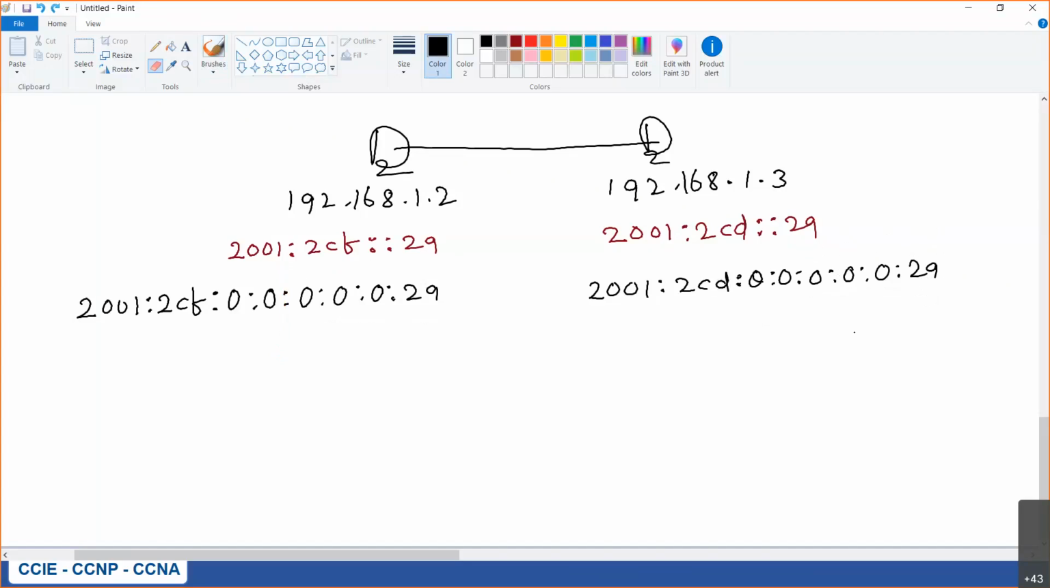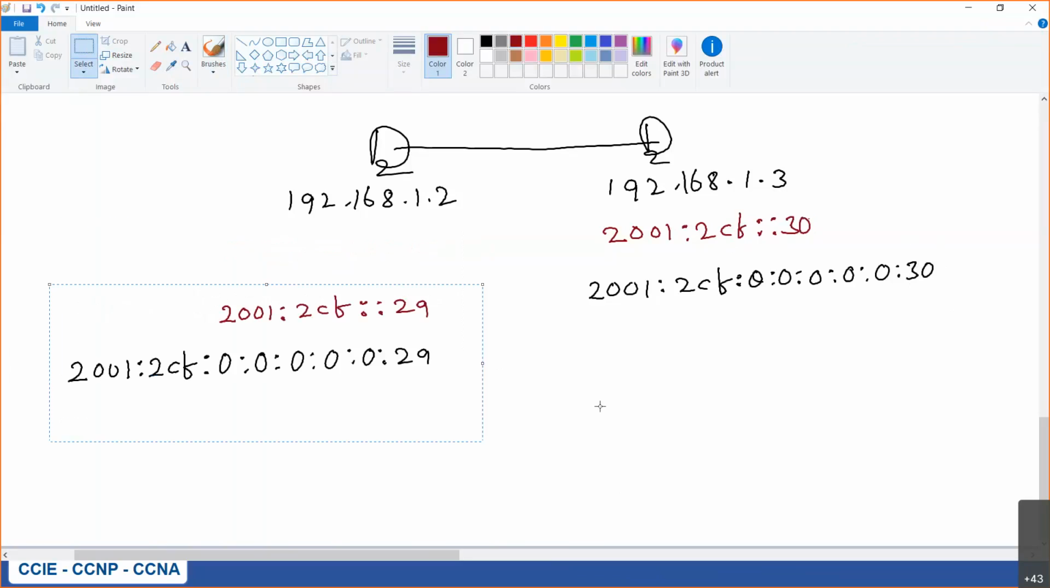So let me change it to CF. Now the 29, make it a 30. Now they can communicate. It's 2CF double colon 30. Yeah. Is it clear now, guys?